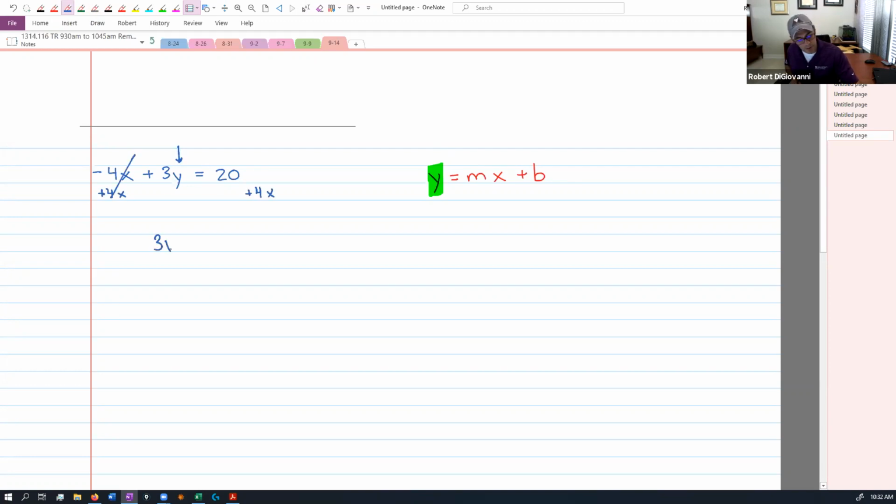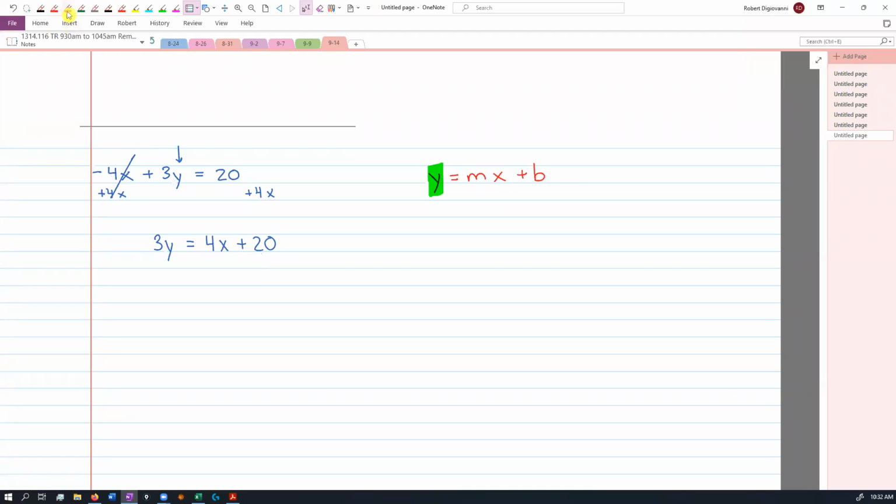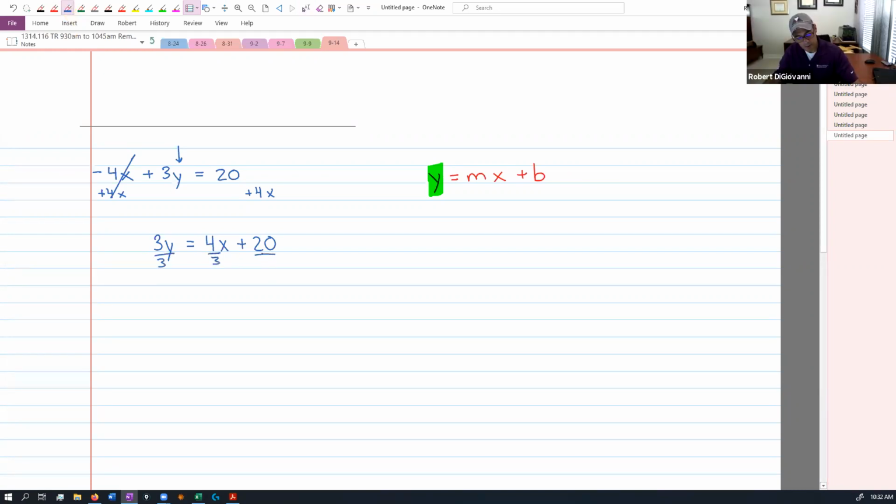So that gives me 3y equals, over here, 20 plus 4x, but I'm going to write it this way, 4x plus 20. The reason I put the x in front of the 20 is because I'm trying to get it to look like this kind of. One more step. Division. Divide everything by 3, everything. So you're going to get y here.